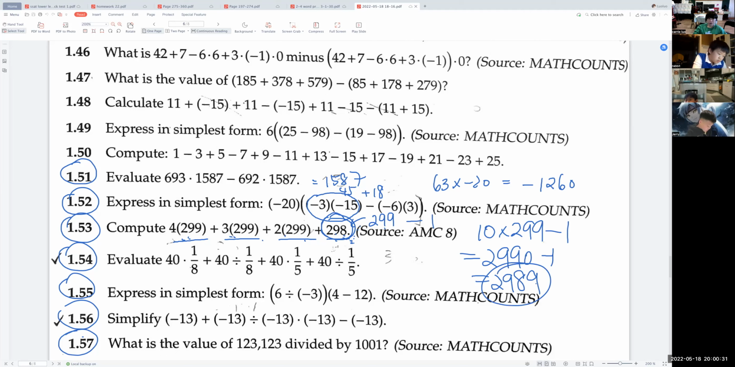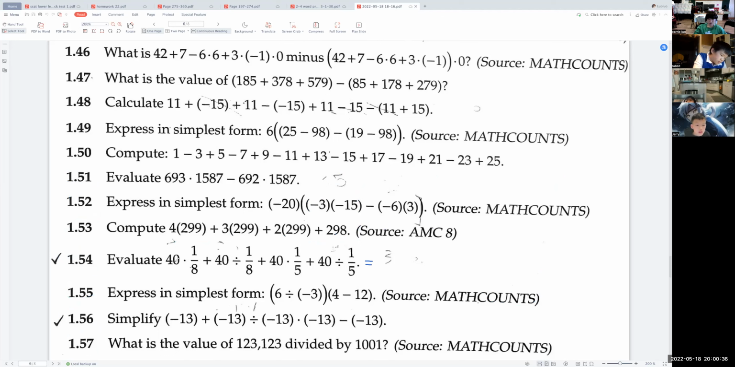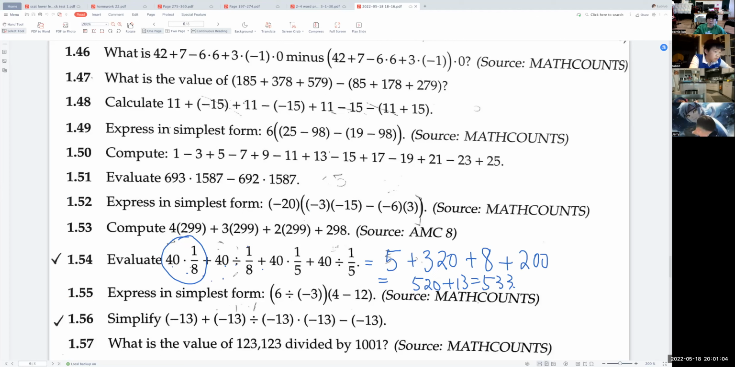Very good. Okay, so let's take a look at this one. So this question, 523. This question is very easy to get wrong. This is division: 40 divided by 1 over 8 equals what? 320. Very good. This one plus 8, 8 plus 200 equals, very good. So 520 plus 13 equals 533. Very good. Isn't this question easy to misread? They look the same, these two, but actually they're different, right? So you need to be very careful.